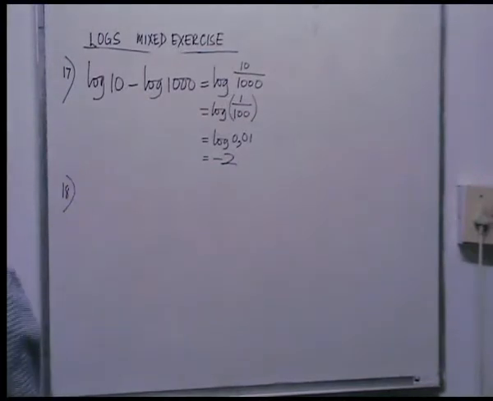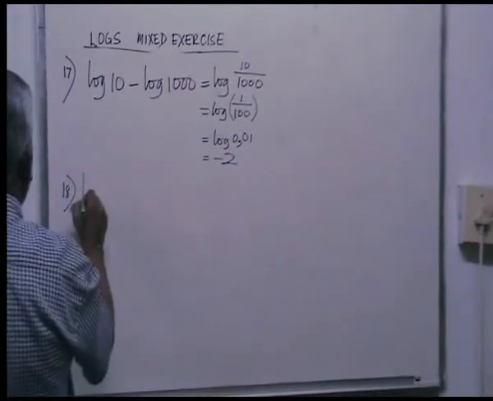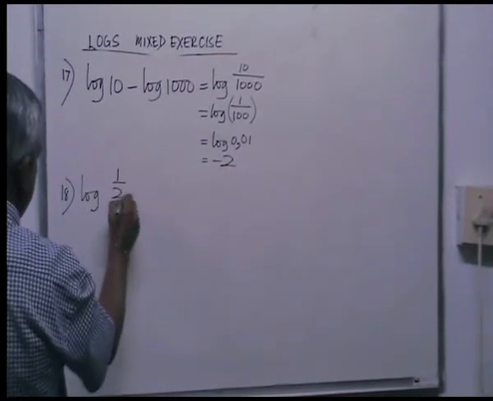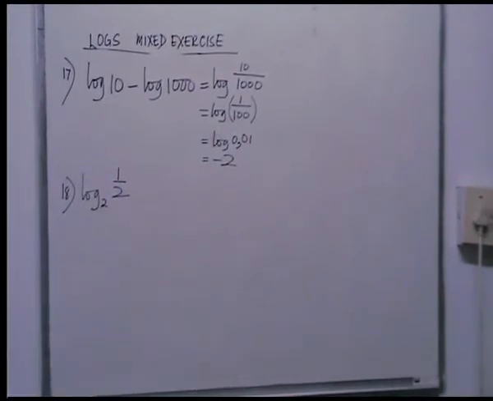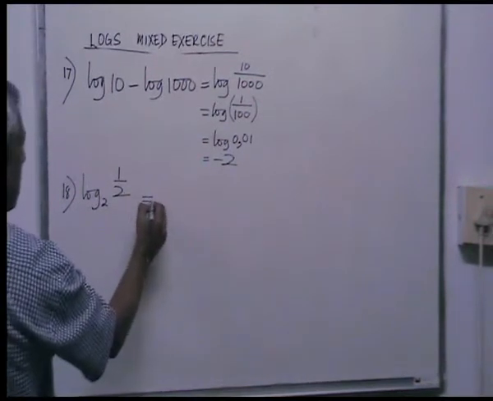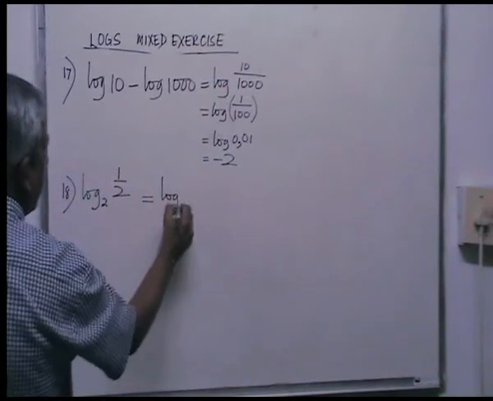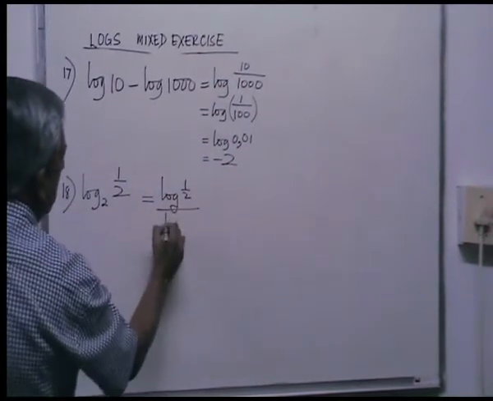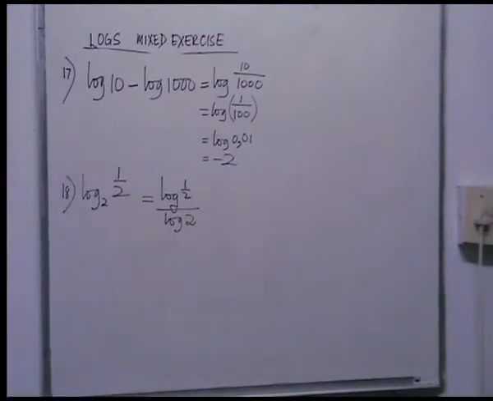Move on to number 18. Number 18, you've got log of half to the base 2, and you want to simplify this. You want to use some rules. So I can change base. If I change base here, it will become log of half over log of 2. And then I just put that into the calculator. Log of half divided by log of 2.